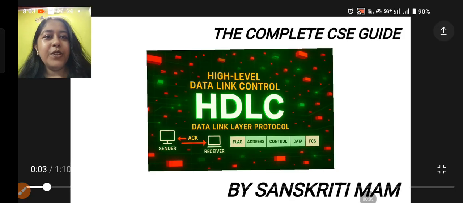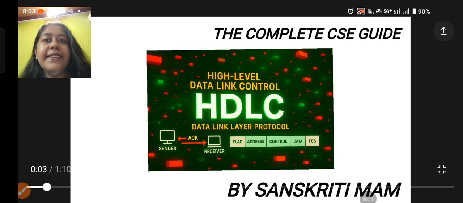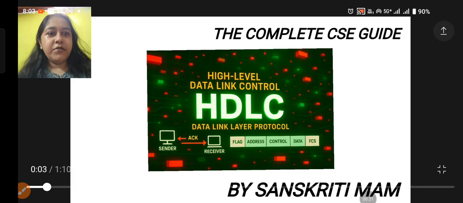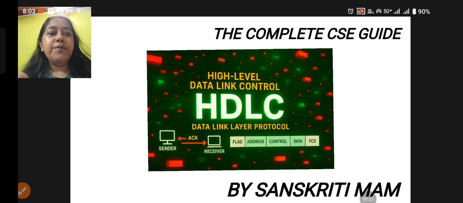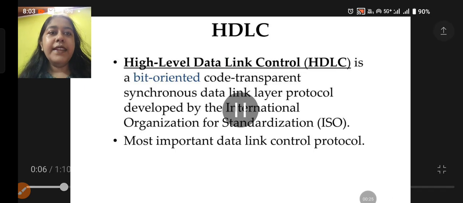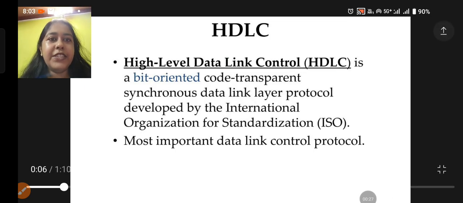Today we are going to discuss the HDLC protocol, that is the High Level Data Link Control, a data link layer protocol, as you can see in the figure. So today we will discuss this one. Before we approach, let's first see what HDLC is.